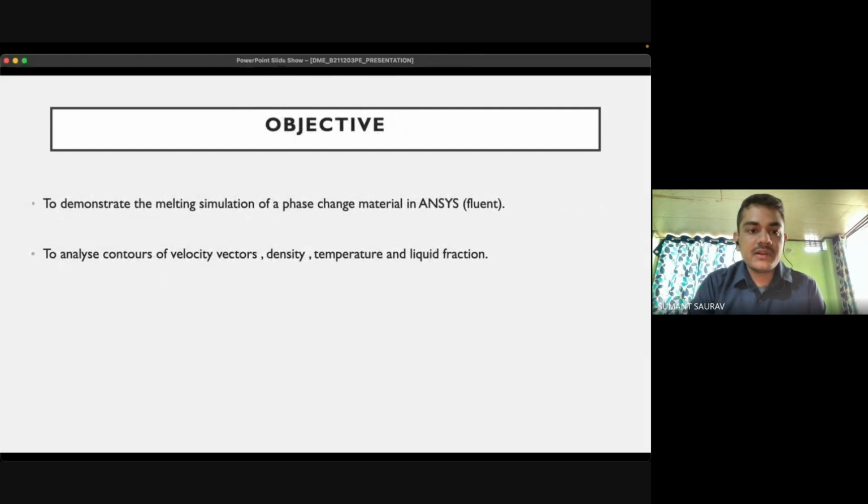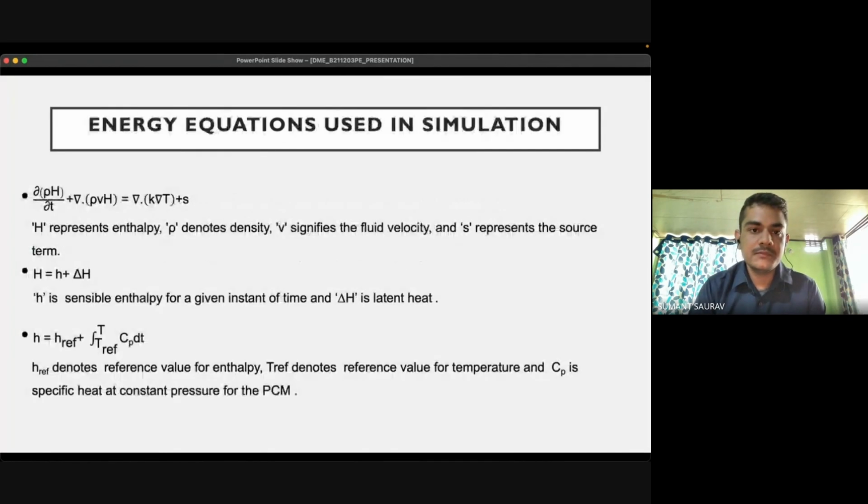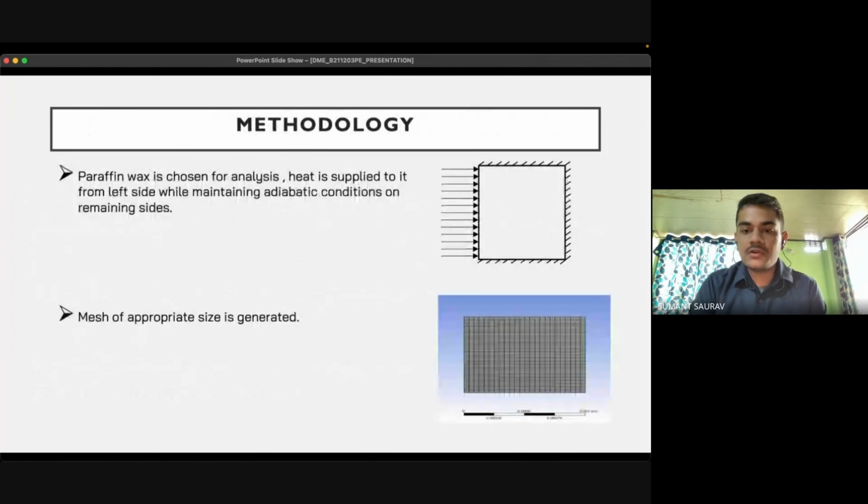The objective of this paper is to demonstrate the melting simulation of phase change material in ANSYS Fluent and to analyze contours of velocity vectors, density, temperature, and liquid fraction. Methodology: we have chosen paraffin wax for analysis. Heat is supplied to it from the left side. These arrows show the heat supplied. For the calculations, we have used 2500 watt per meter square heat flux, and all the remaining three sides are maintained at adiabatic conditions. A mesh of appropriate size is generated.